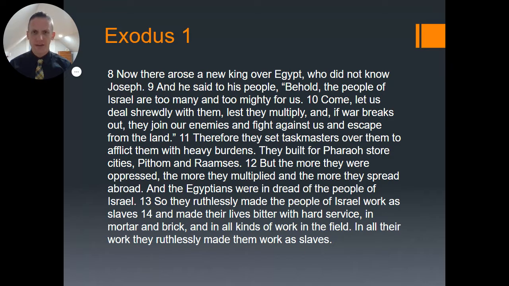He sets taskmasters over them and afflicts them with heavy burdens. And they built for Pharaoh the store cities of Pithom and Ramses. There's some archaeological debate here about where that is and when that was. That's beyond the scope of our course, but an interesting historical question. And the more they were oppressed, the more they multiplied and the more they spread abroad. They prospered in spite of his harsh treatment.